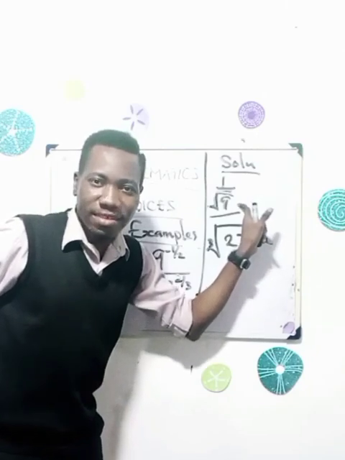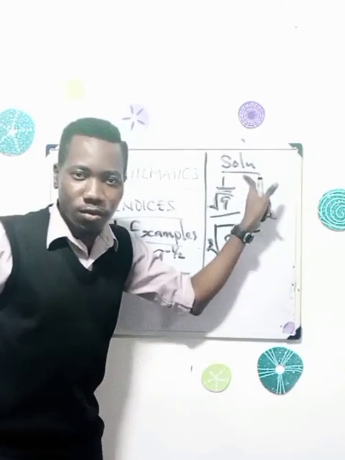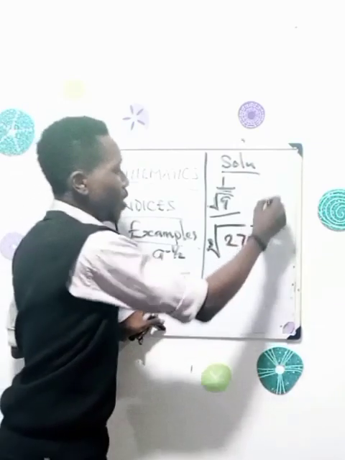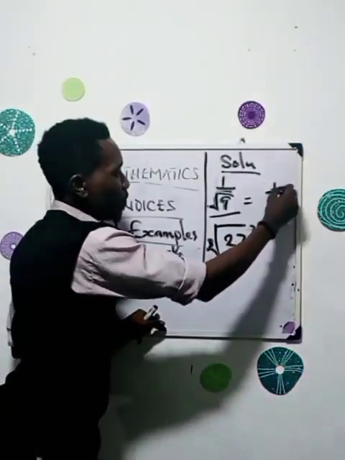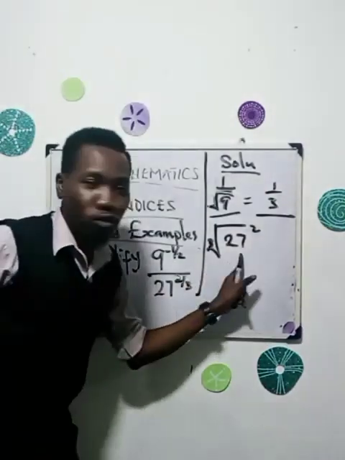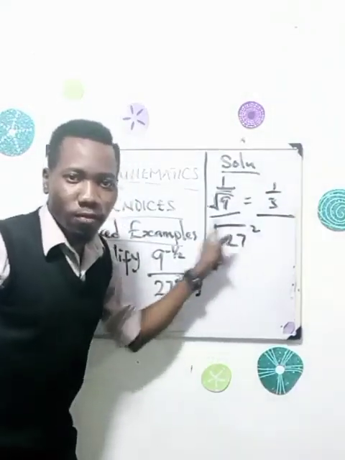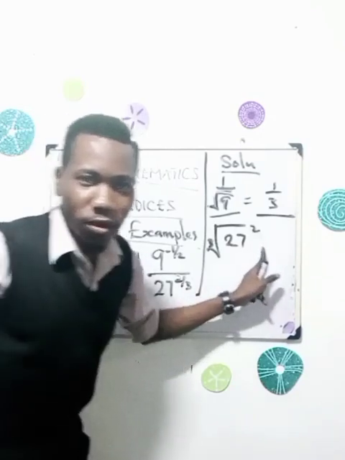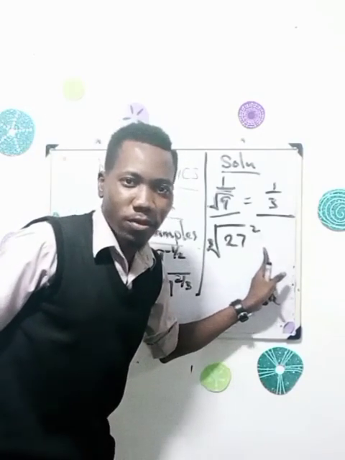What is root 9? It is 3. Root 9 is 3, so this will give us 1 over 3, alright? So you have equal to 1 over 3 divided by, what is the cube root of 27? The cube root of 27 is 3, raised to the power of 2, alright? 3 raised to the power of 2 is 9.